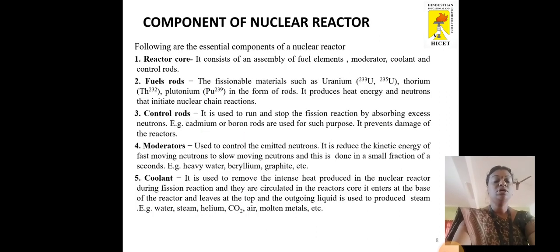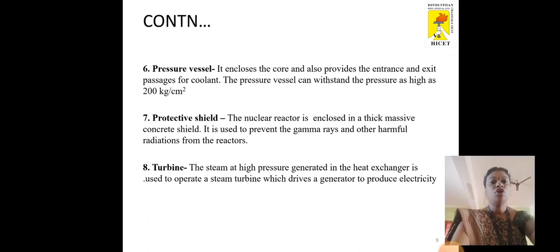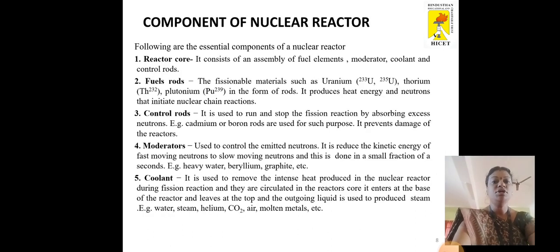Before going to see the working of the nuclear reactor, first we have to know what are the parts, the components, which are present in the nuclear reactor. There are 8 components present in the nuclear reactor. Number 1, first is the reactor core. What is reactor core? It comprises fuel elements, that is fuel rods, moderators, coolants and control rods in the nuclear reactor. Second one is fuel rods.